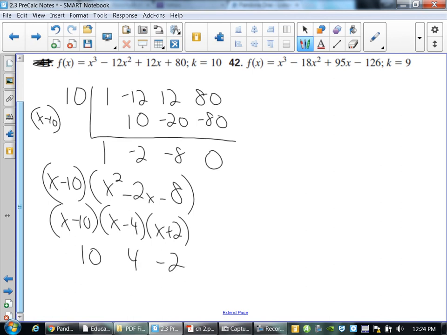What would this look like graphically? Where are your zeros again?